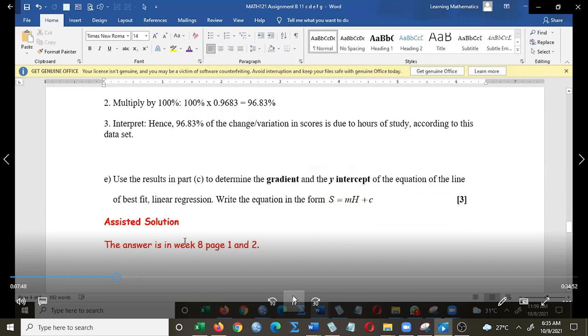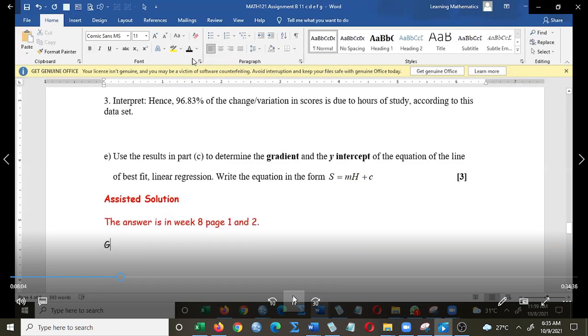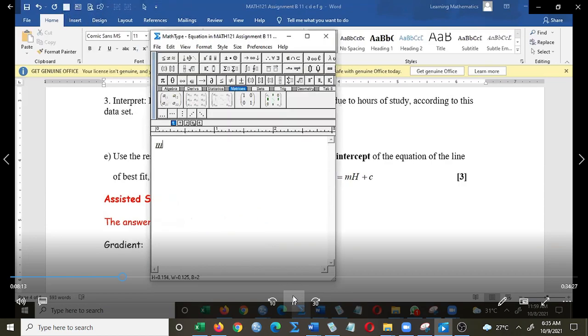Your solution, you can get this in week 8, page 1 and 2, but here we're going to demonstrate using our information. I'm sure we can recall the word gradient, and the letter m, and rise over run, right? y2 minus y1 over x2 minus x1.